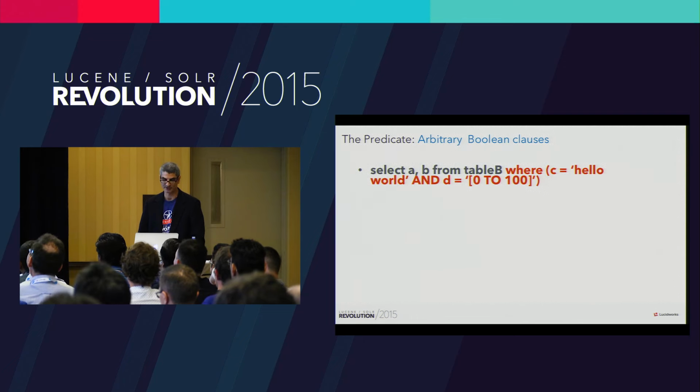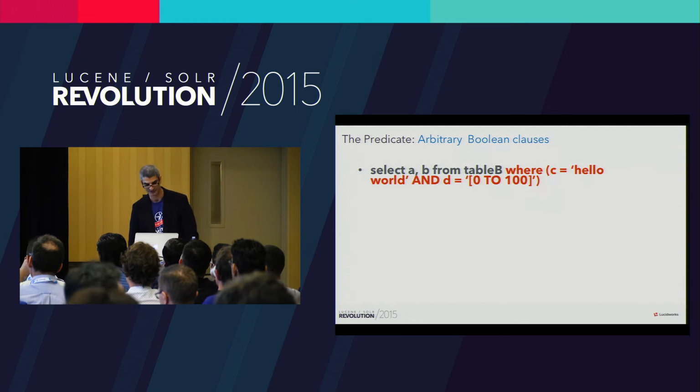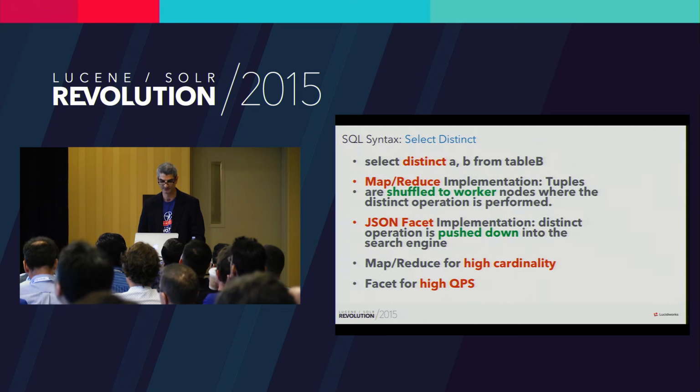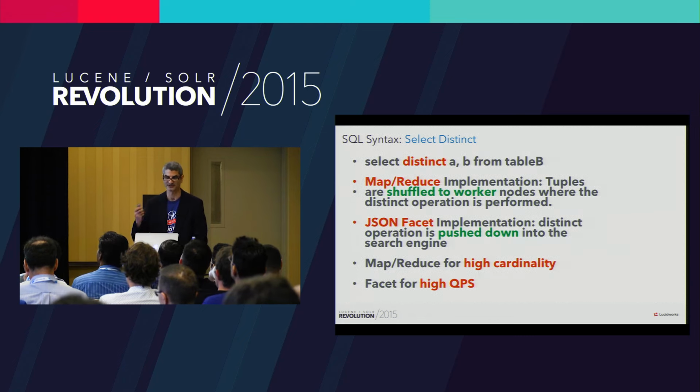It supports arbitrary Boolean clauses. So in this case, you've got a couple of different clauses. One's doing a phrase query, the other's doing a range query. And so you can just do basic, complex Boolean SQL queries. It supports select distinct, which is a form of aggregation, and you get the distinct fields from a table.